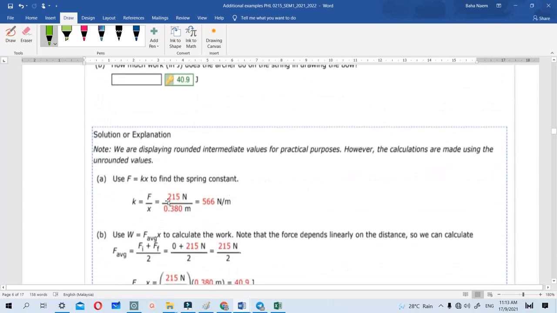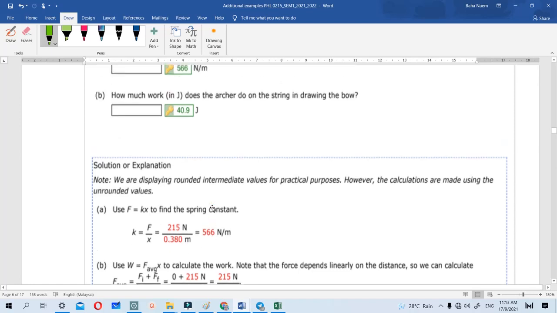So this is quite easy lah. The maximum force, which is K times the maximum displacement. Alright, maximum force applied divided by the maximum displacement. So you arrive with 566 Newton per meter.